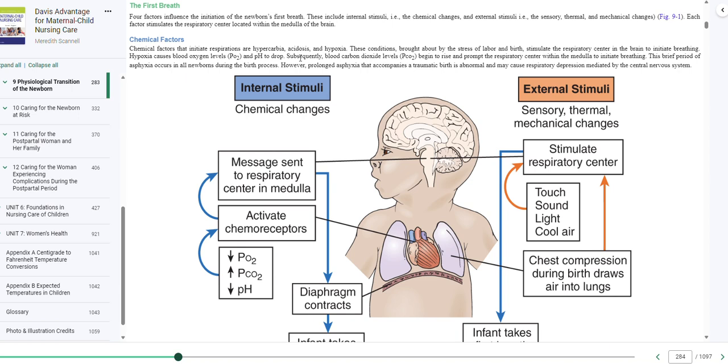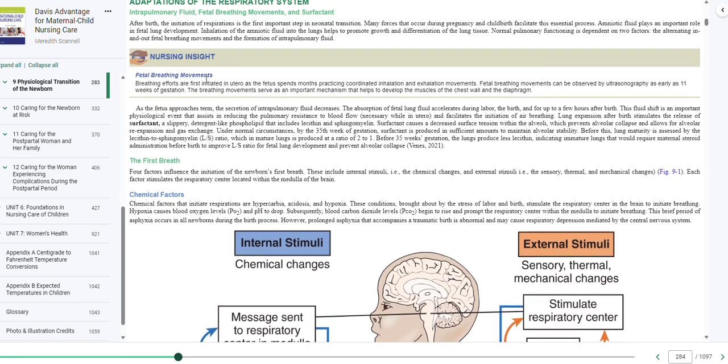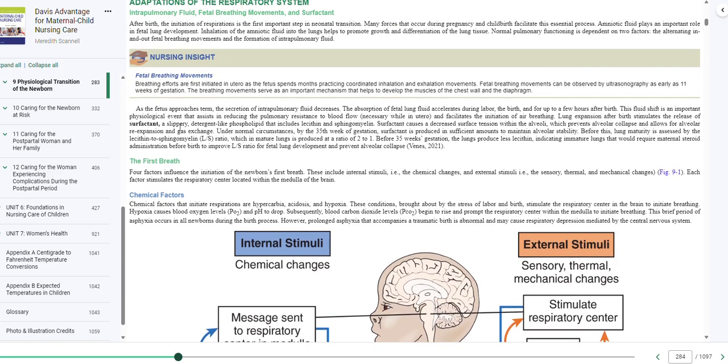Hypoxia causes blood oxygen levels, which is PO2, and pH to drop. So this is important right here. Okay. We talked about the surfactant up here and what it was, that it was the glue-like substance that holds open the alveoli.